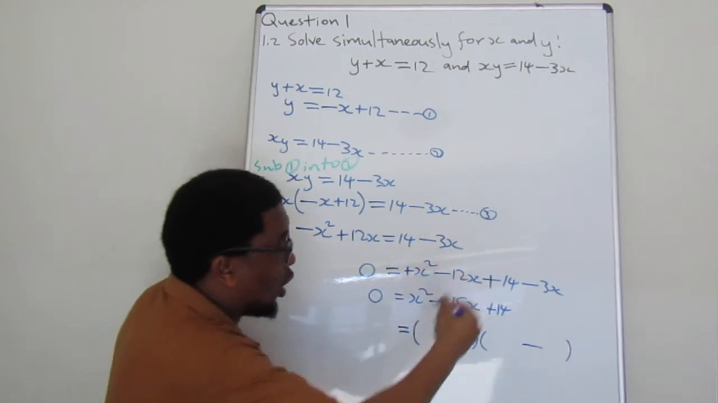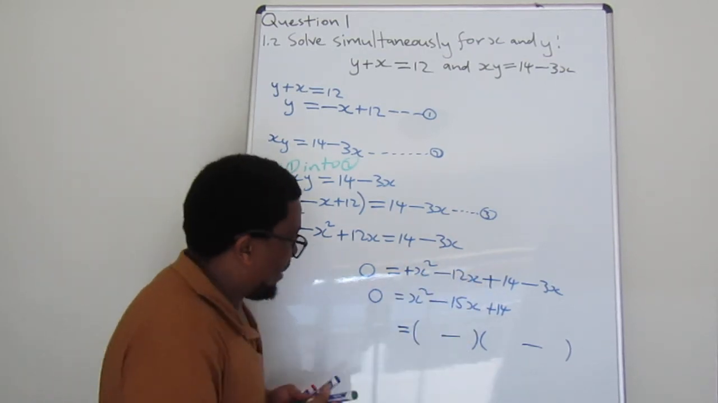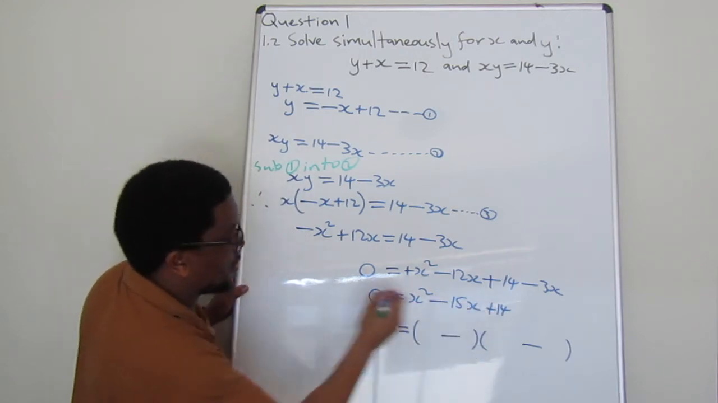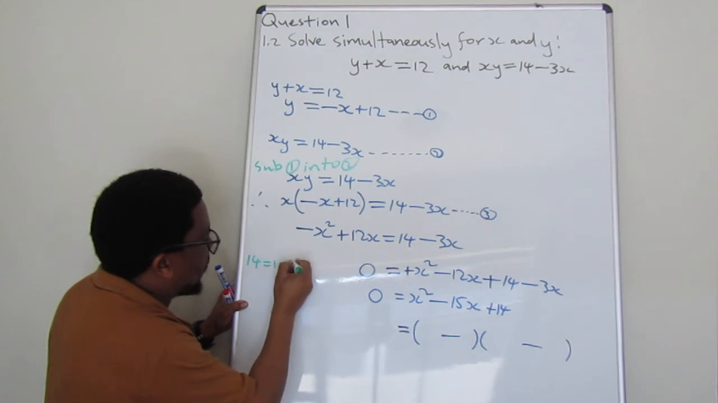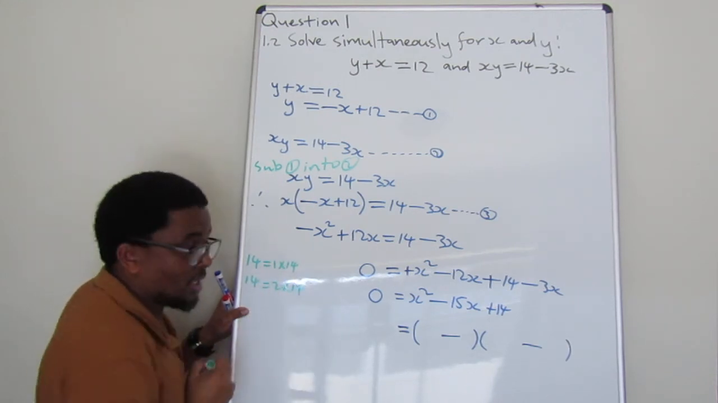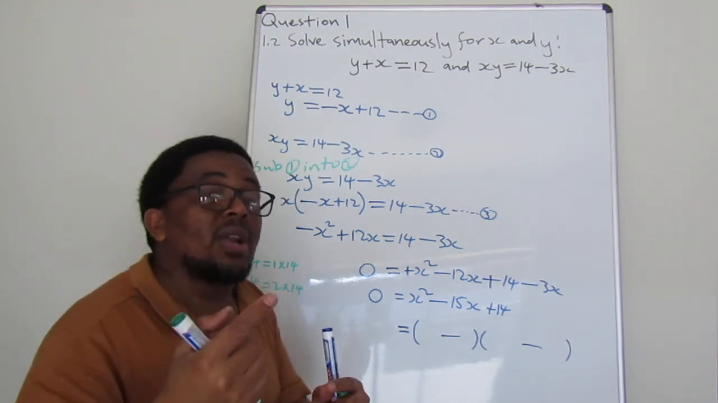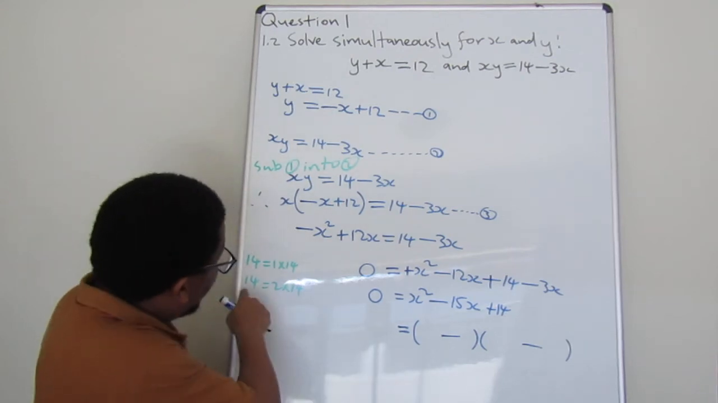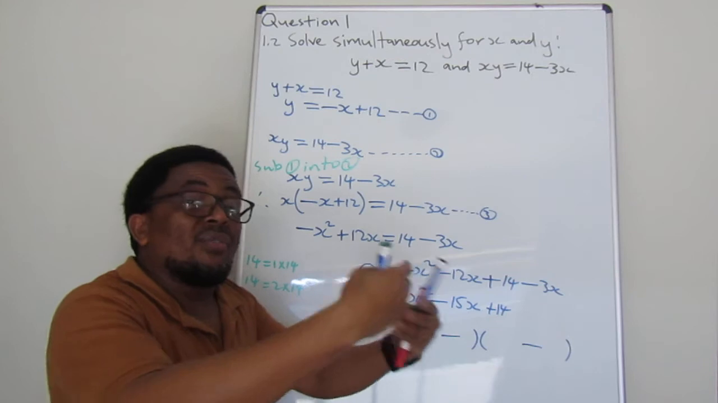Now, I go and look at my last term. My last term is 14. 14 is made by 1 times 14. 14 is made by 2 times 7. I'm just making an example. Those are the factors.